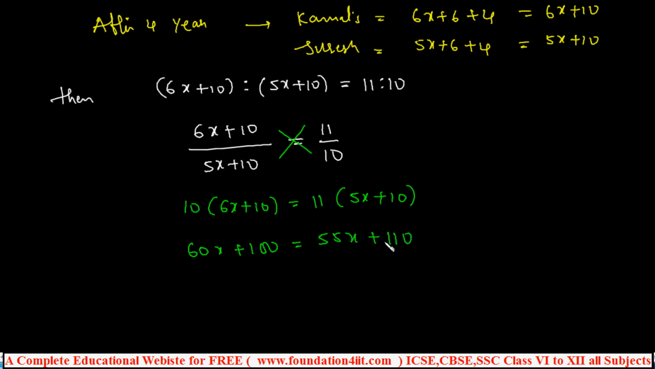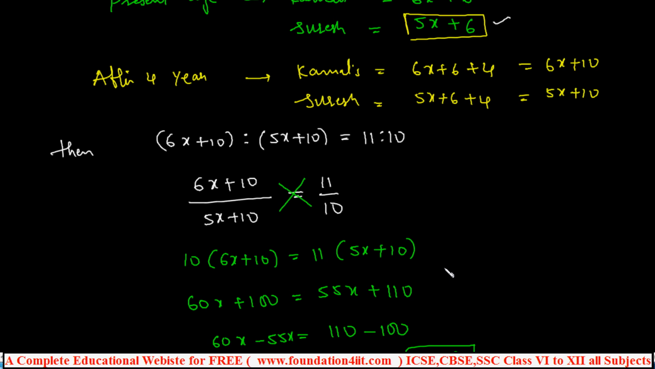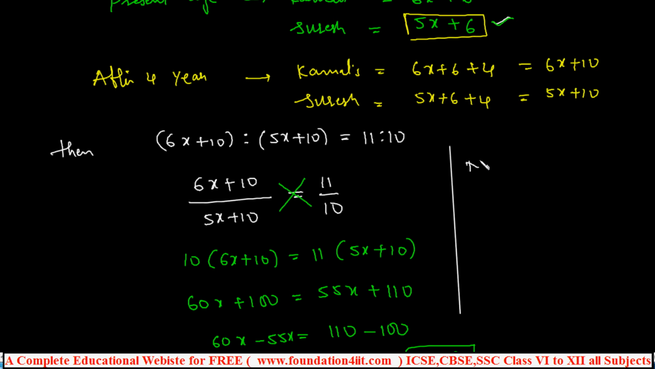55x plus 110. Take x terms to one side: 60x minus 55x. 110, and 100 takes the right side, minus 100. 60 minus 55, so 5x is equal to 10. So from this x is equal to 2. We got the x value now. According to that, Suresh's present age is 5x plus 6. Since we already got x is equal to 2, now you can find the present age.